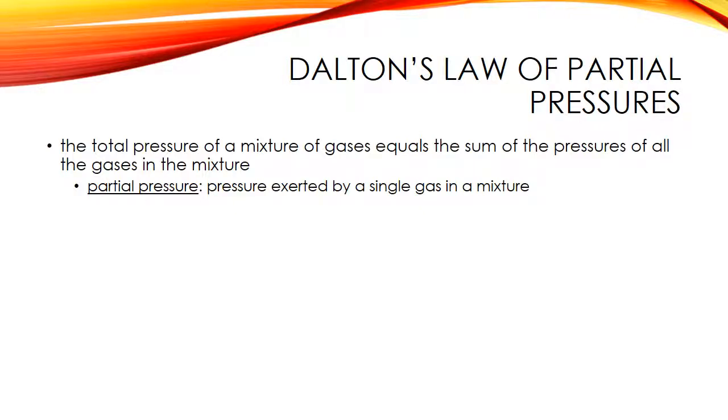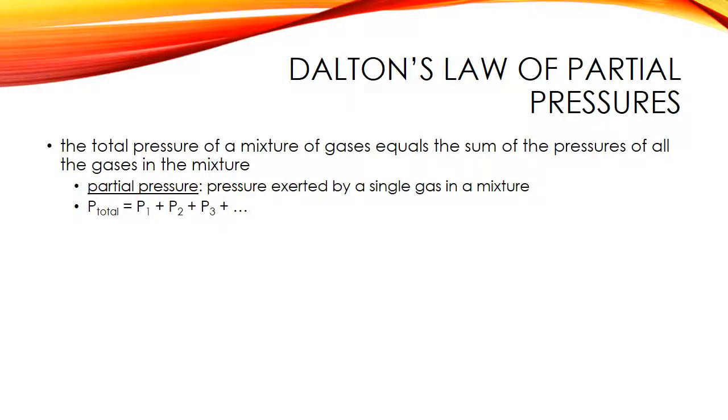So in mathematical terms, we could write Dalton's law like this, where we could say the total pressure by a mixture of gases is the sum of the partial pressures, where P1, 2, and 3 are partial pressures of gases 1, 2, and 3, and we just add them all up. So if there are 10 gases, we'd add up all their partial pressures to get the total pressure.